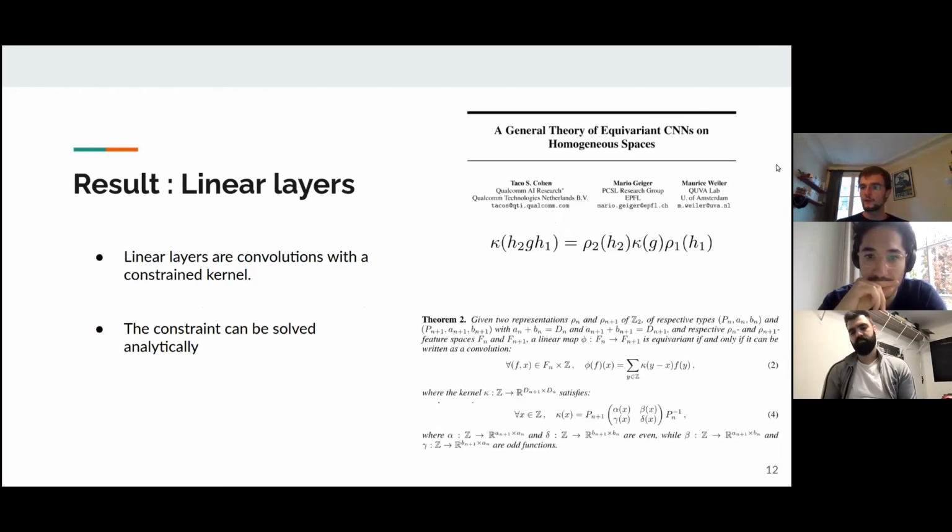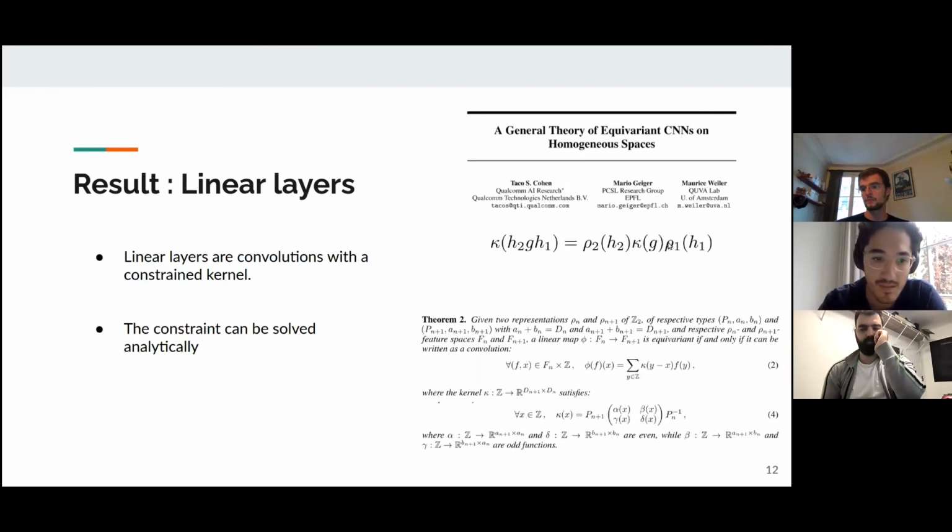And basically the constraint of the kernel can be written like that. So the kernel with a group acting on the output, basically it's a formula. You choose the group action rho 2 and the group action rho 1, so the input and output group actions, and then you have a constraint on your kernel.